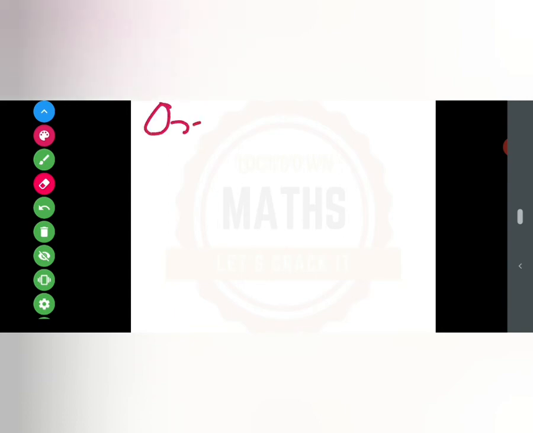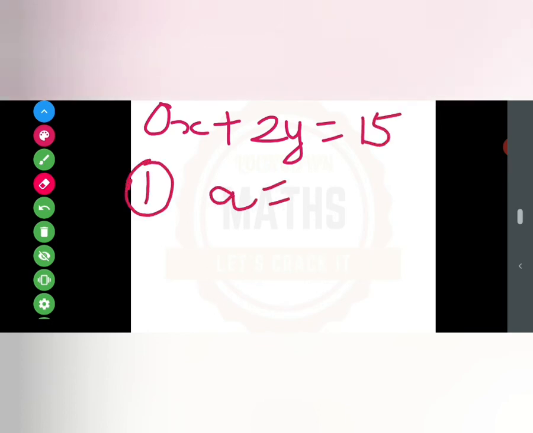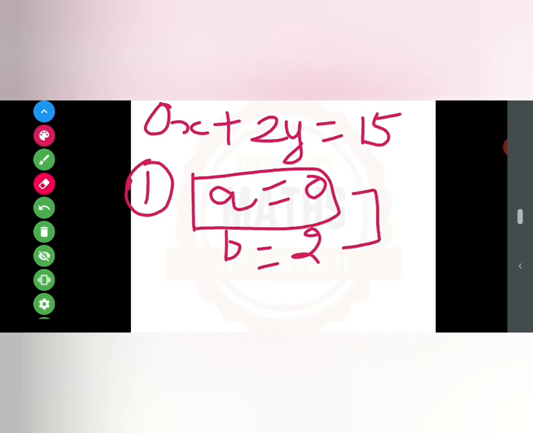Let's take one more example. 0x plus 2y equal to 15. Let's check the first criteria. a is 0, b is 2. Here a is 0. It means any of the coefficient is 0, it isn't a linear equation. So my second equation is not a linear equation.